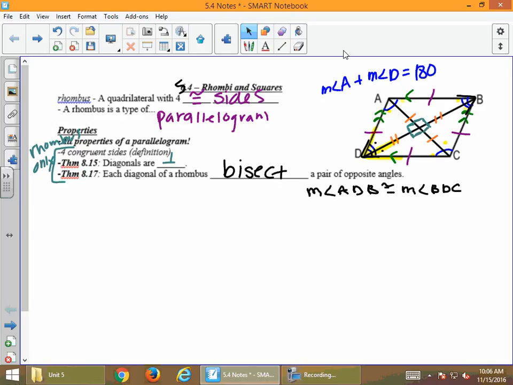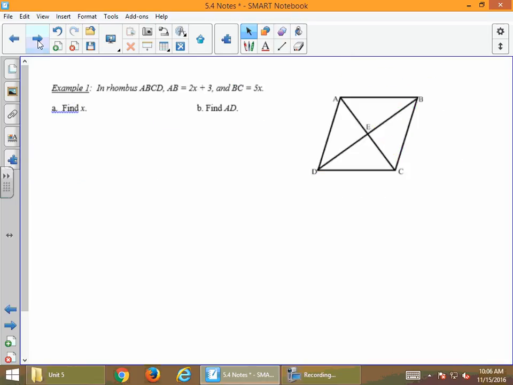So let's flip it over. Oh, you guys have scrolled down. Let's try these out in real time here. So I've got a rhombus, ABCD. AB is that, BC is that. Find X, find AD. All right, let's go ahead here.